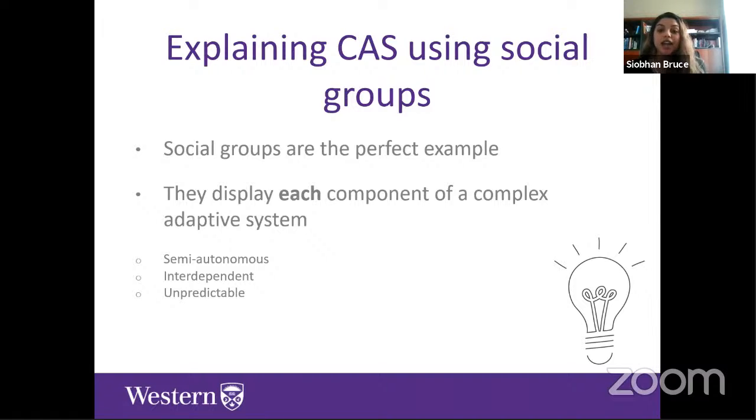Interdependent is another component of CAS, where while we are semi-autonomous agents, our individual actions do have an impact on the entire group and they can influence one another. And finally, unpredictability builds off of semi-autonomous, in the sense that since agents are autonomous in their behaviors, that also makes them unpredictable. There are many internal and external factors that influence how an individual behaves in any given moment. So as you can see, as we start to unpack these different elements that compose a complex adaptive system, they can be easily identified in any social group.